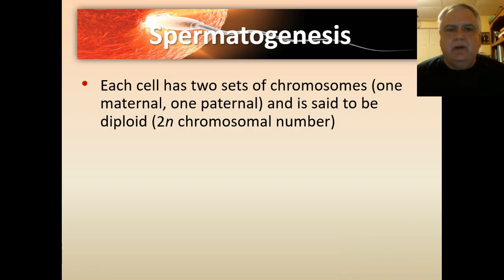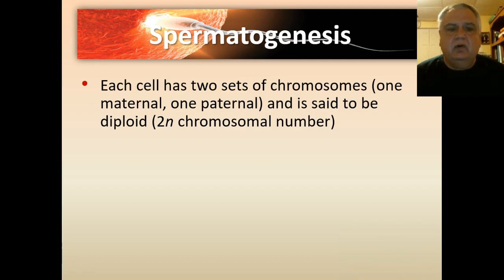Now, to understand spermatogenesis, I want to give you a little bit of background information, especially for those of you who may not have had a genetics course or haven't had genetics in quite a while. This will help you to understand some of the basics that we're going to be going over. So one of the things we know is that each cell in our body, we're made up of some 60 to 100 trillion cells. Each one of those cells has two sets of chromosomes in it.